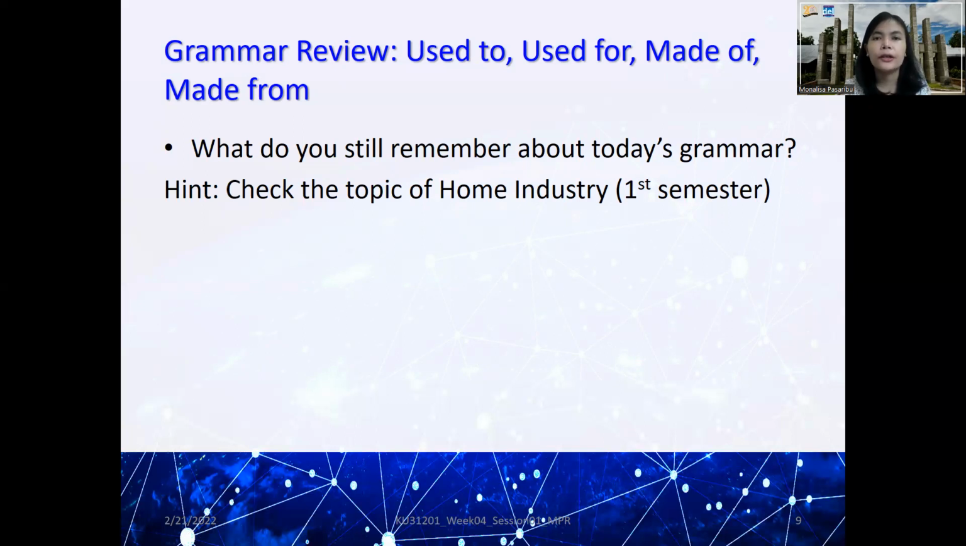For this one, there's actually a reading in the practicum class that you can use to help you identify used to, used for, made of, and made from. So have a look at the reading in the second session, discussing the grammar review, and identify the grammar in the reading.